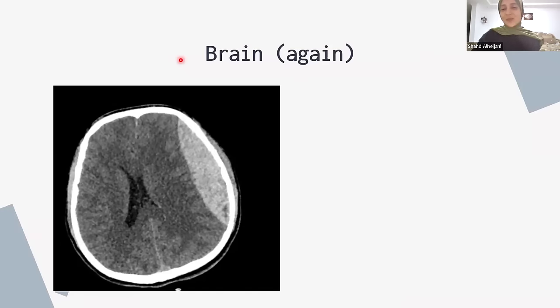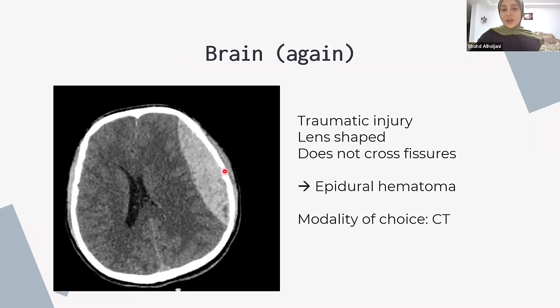Now, this is an epidural hematoma. Again, for a hematoma in the brain, best modality is CT. Now, specific characteristics of epidural hematoma. This can be caused by traumatic injury. For example, let's say a patient got into an accident and hit his head. There will be a rupture of what exactly? Can anyone tell me what can lead to epidural hematoma?